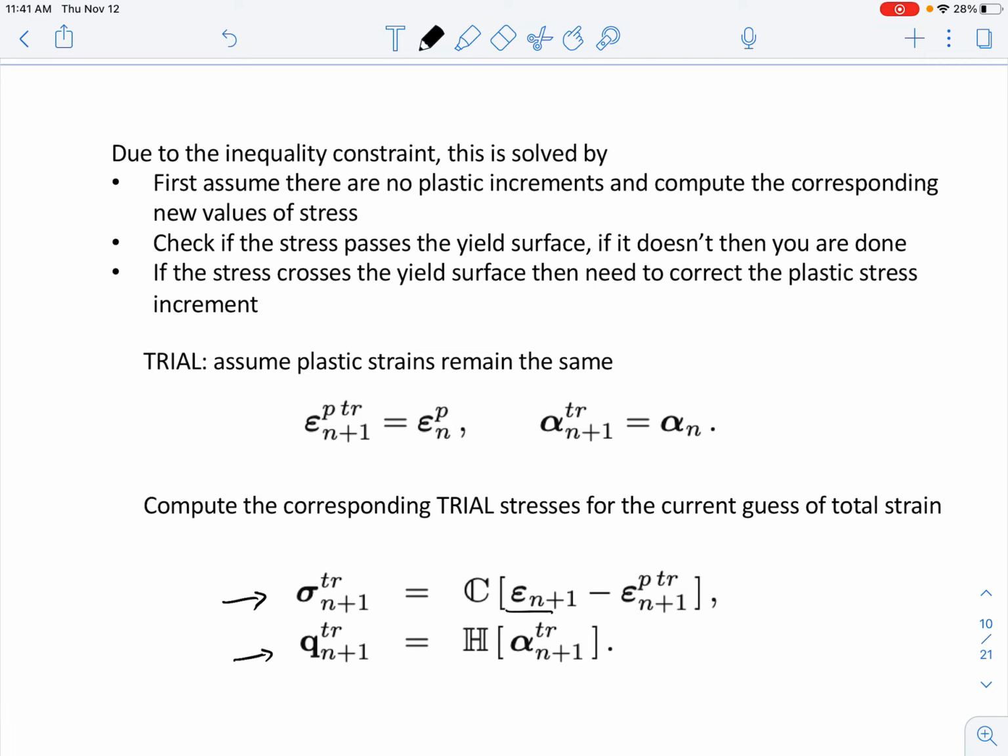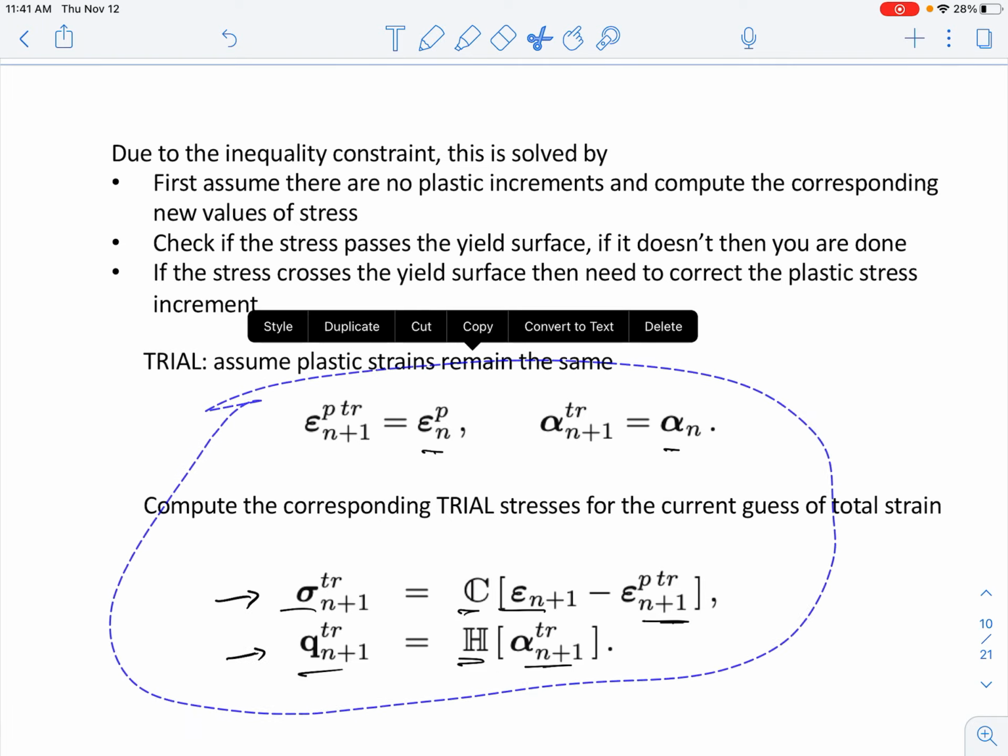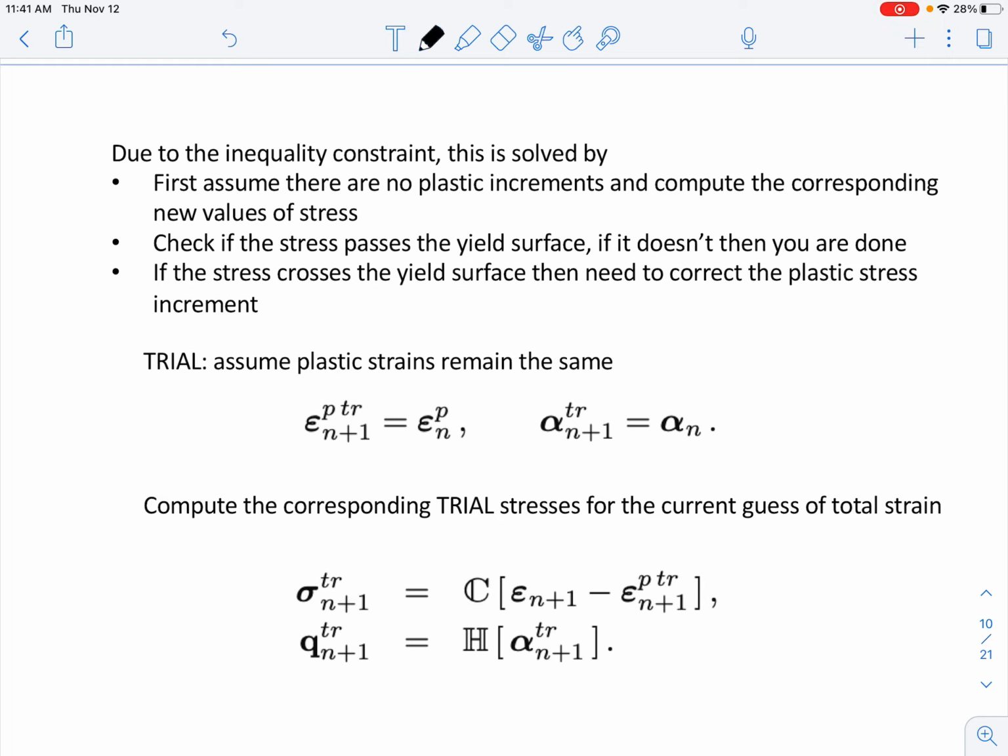total strains which you have from your global displacements. This is basically the same as the previous time step. This is the same as the previous time step. So just multiply by these material constants, you get the new stress. Right? So you do that. But now these are called trial, because this might not be true, right? But let's do that.